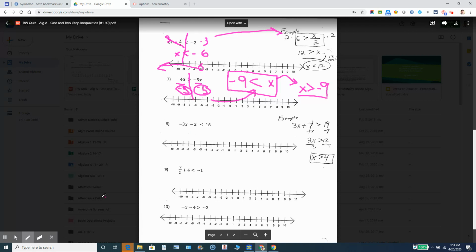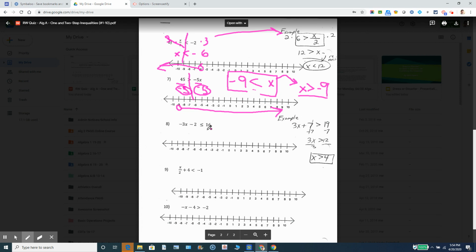But let me just clear it off so you can see a little better. That would be an open circle at negative 9 and shade to the right because we want the values greater than negative 9. You hear my dog and you might continue to hear him, so I apologize for that.